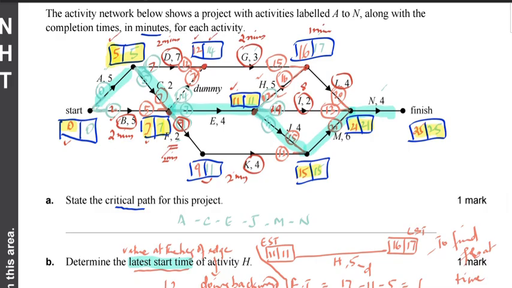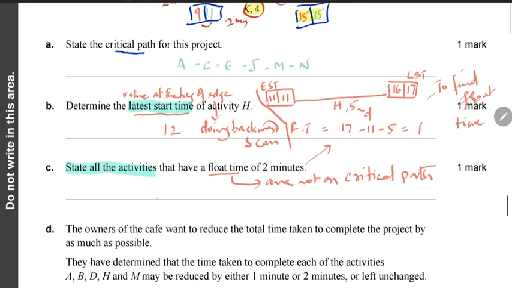That is B, D, G, F, K. Okay, so B, D, F, G, and K. Now please don't write this because that would form a critical path. Okay, so put commas because you're stating the activities.